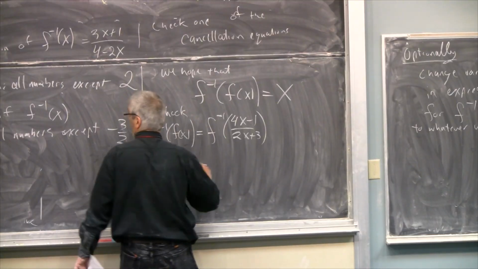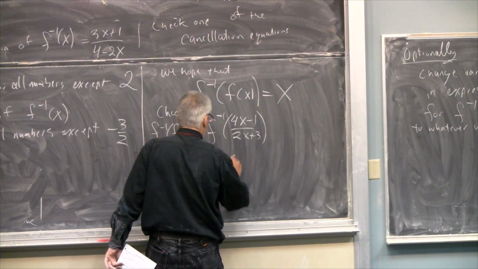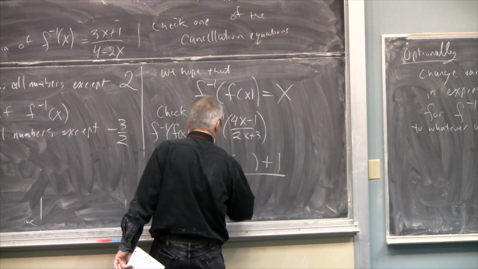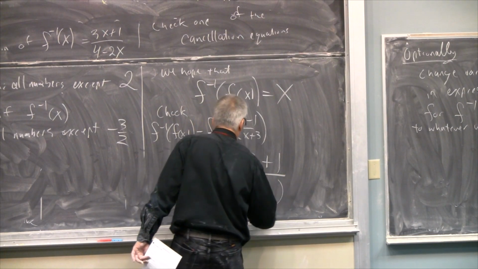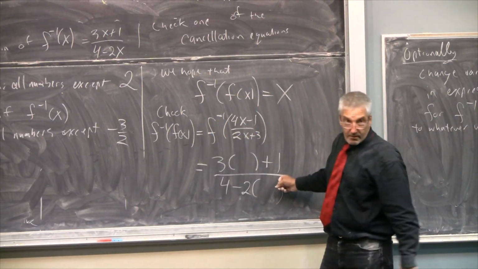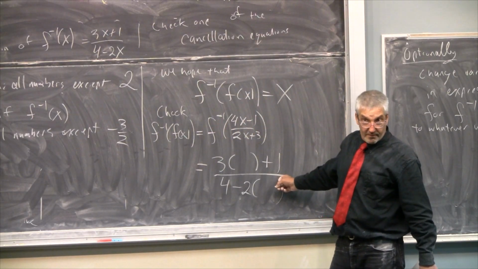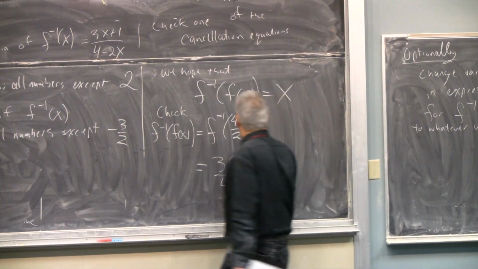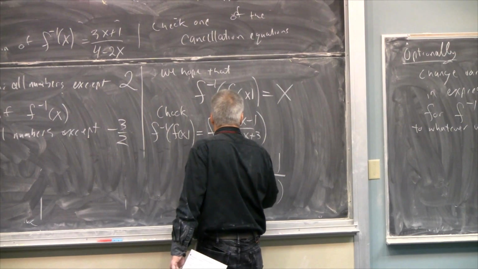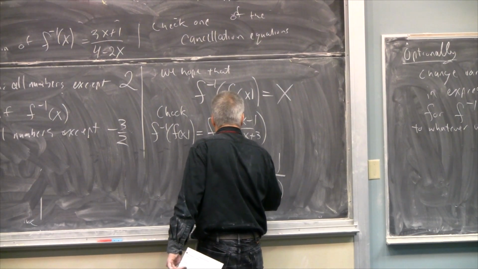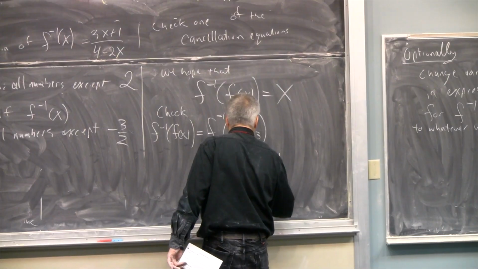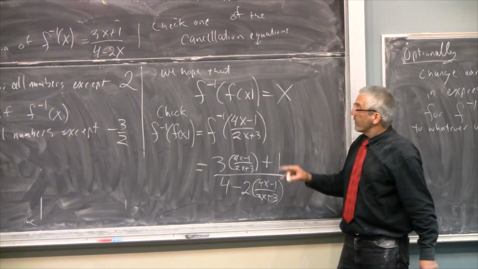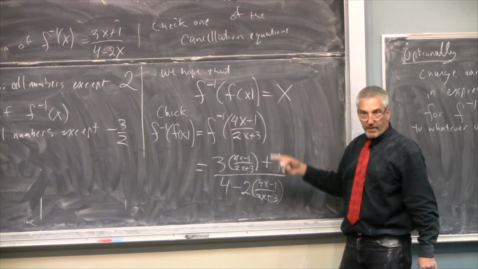So that means I've got to do this. 3 times parentheses plus 1, over 4 minus 2 parentheses. That's how f inverse eats its parentheses. It does that to them. And then I've got to put that thing in all those parentheses: (4x minus 1) over (2x plus 3), and (4x minus 1) over (2x plus 3). So that's the expression for f inverse of f of x.